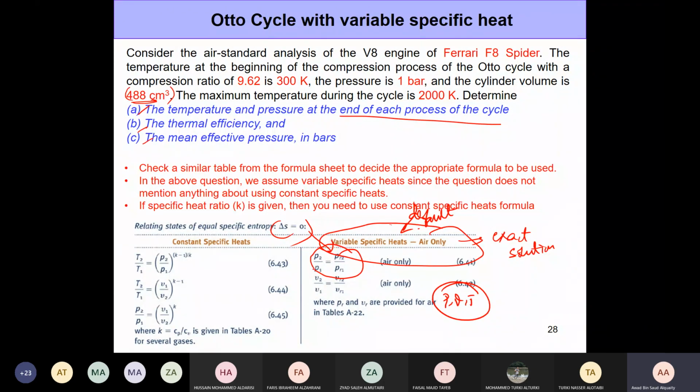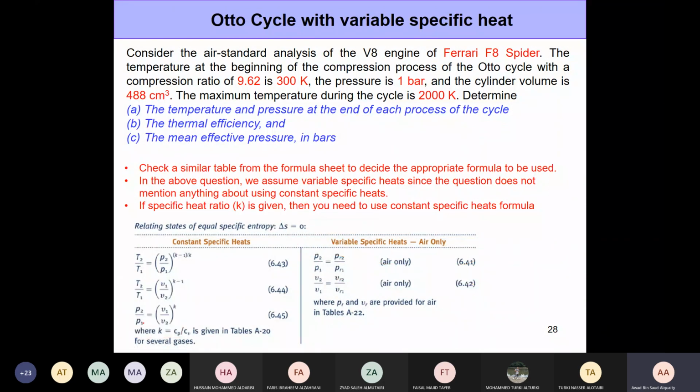Okay. So the first thing is to identify how to go ahead with this, and since nothing is mentioned about specific heats, or nothing is mentioned about constant specific heats, we can assume variable specific heats, right? Now, if the question had mentioned to consider specific heats to be constant, of course we would not be taking variable specific heats. Another way is they give you a specific value for the specific heat ratio, right?